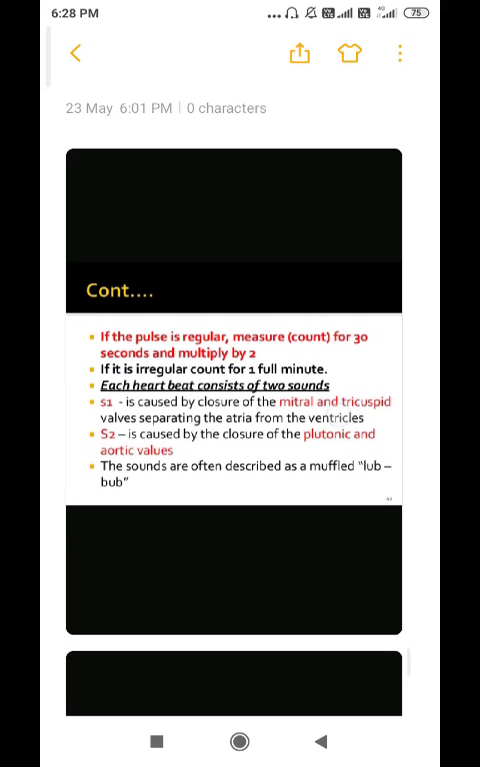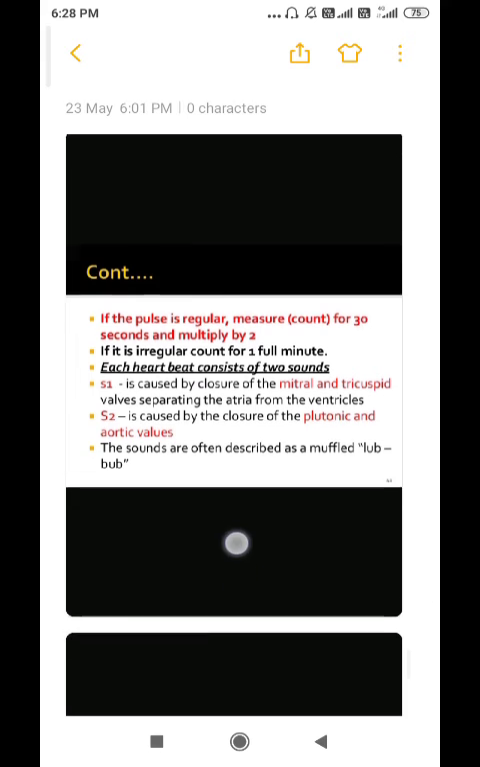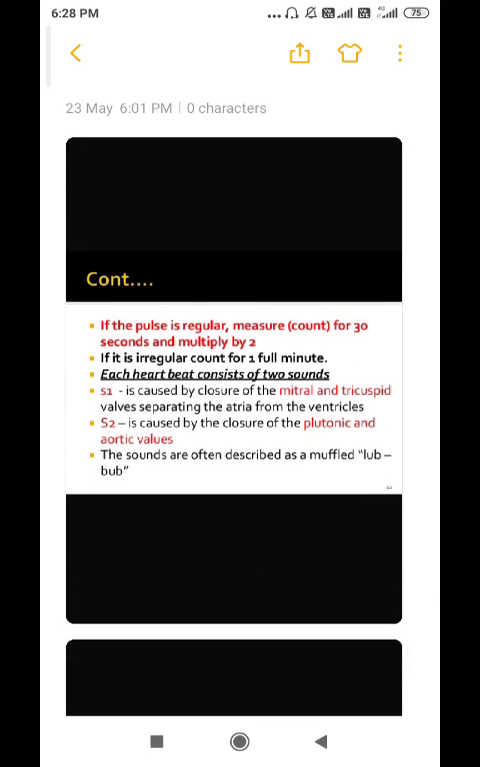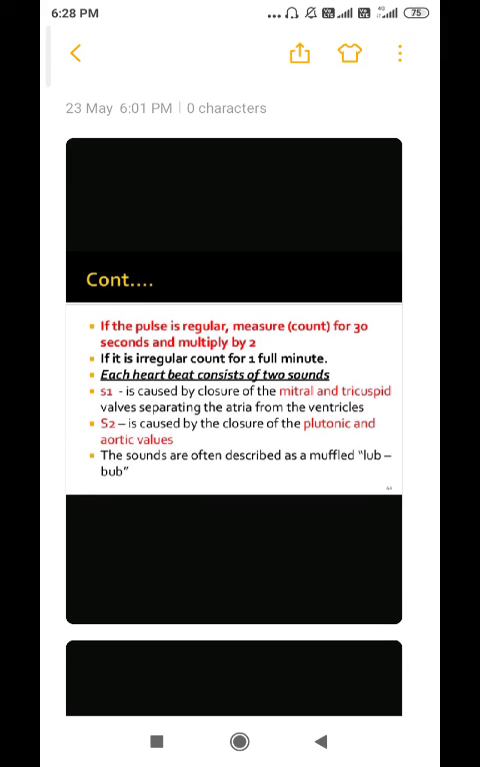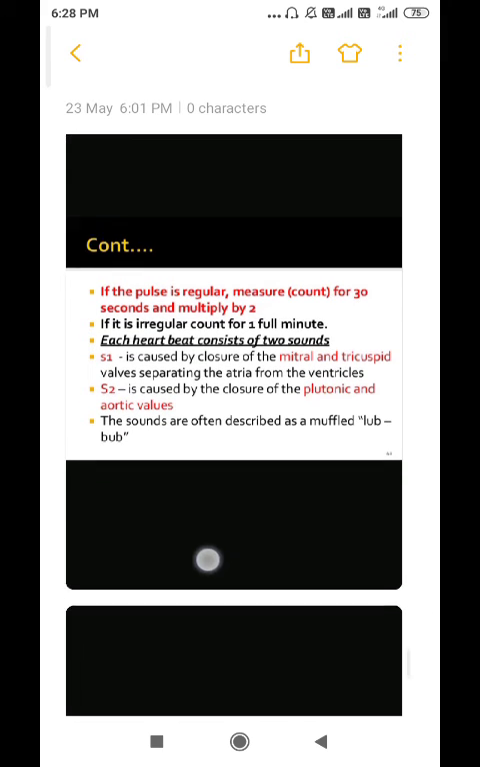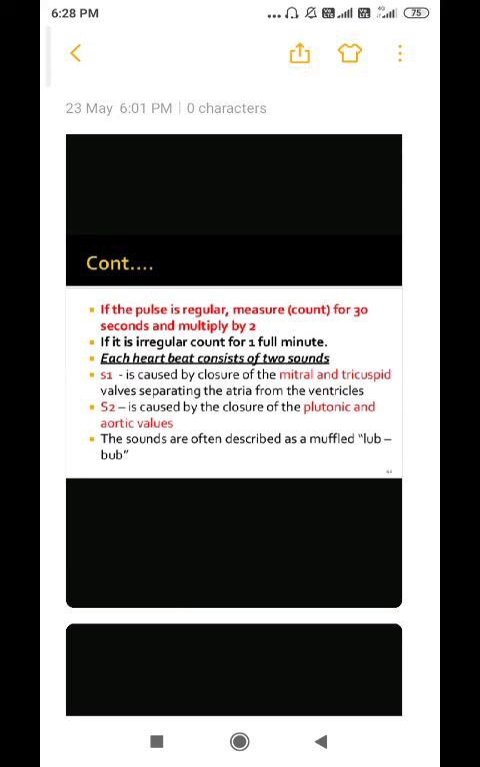So next, if the pulse is irregular, count for 30 seconds and multiply by 2. Okay, and if it is irregular, count for 1 full minute. Okay, and each heartbeat consists of two sounds.